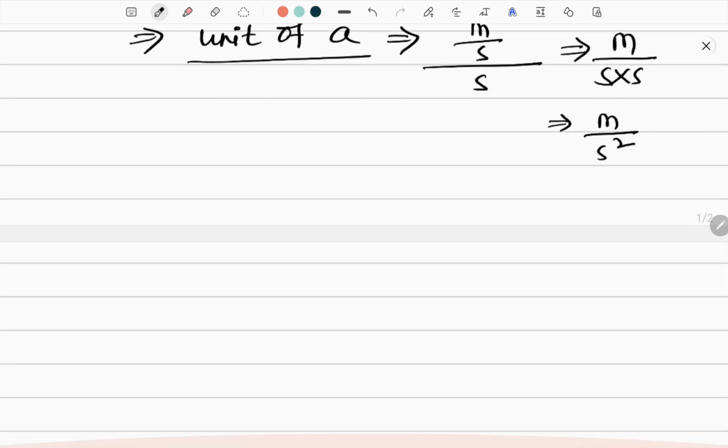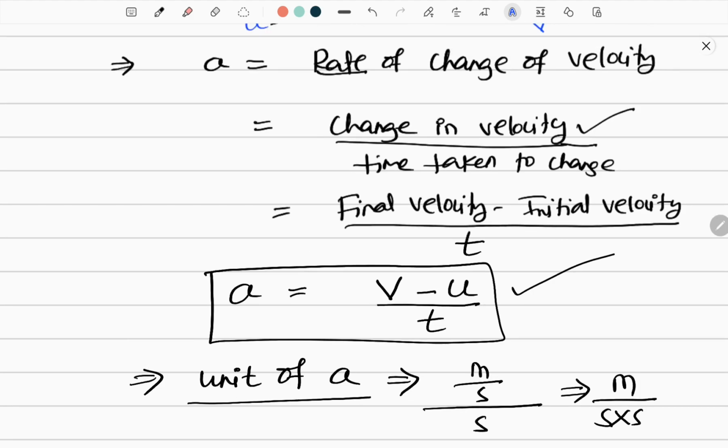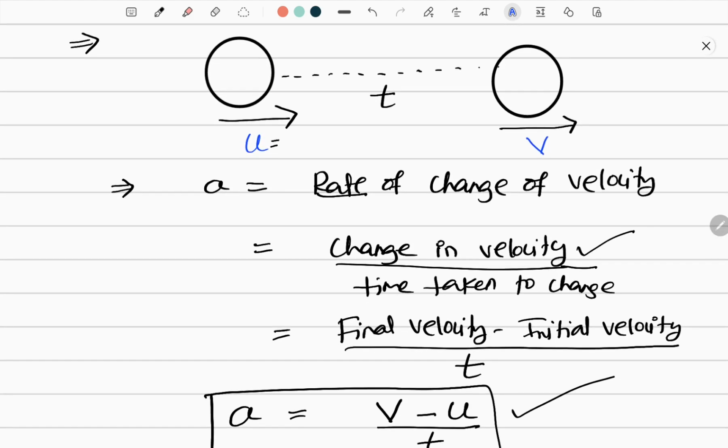And the same thing is mentioned as meter per second square, which is also written as meter into second to the power minus 2. All right, the unit of acceleration is quite clear. Now you must be thinking, what is the meaning of this meter per second square? That's what is very important. I hope the definition of acceleration is quite clear.